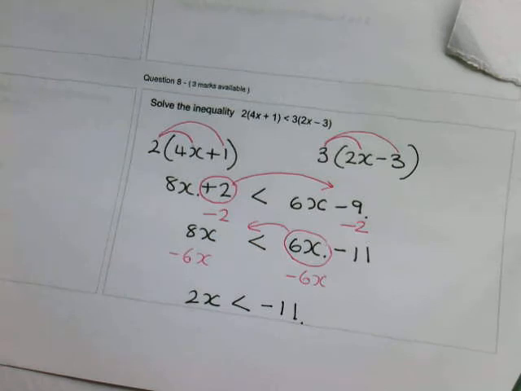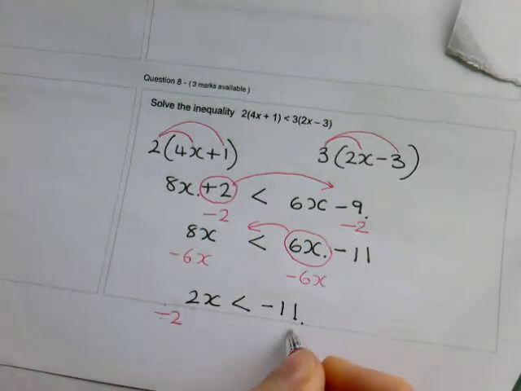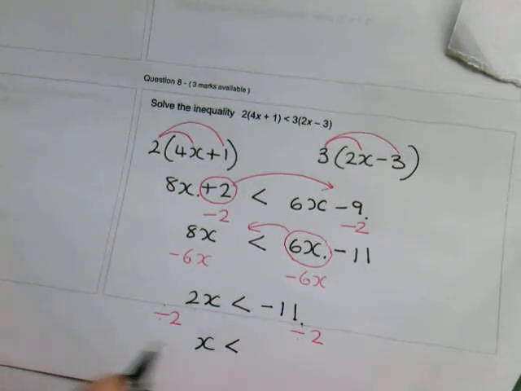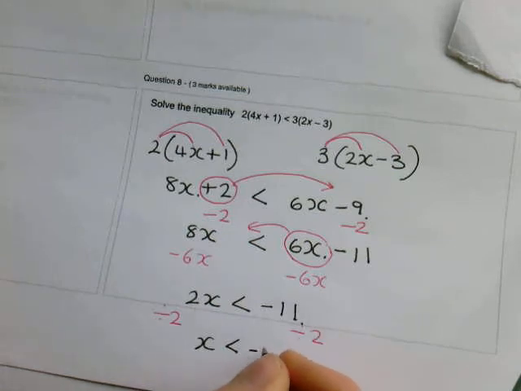So I'm nearly there now. The last thing I need to do is to undo this multiplication of 2. So I'm going to divide by 2. We always divide by the number that's in front of the x, or the y, or whatever the letter is. And that leaves us with x is less than, and I know some of you will struggle with minus 11 divided by 2. So think of what 11 divided by 2 is. Half of 11 is 5.5. Half of minus 11 is minus 5.5, or you could write it as -5.5.